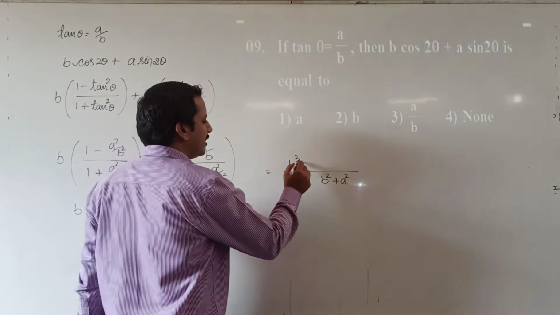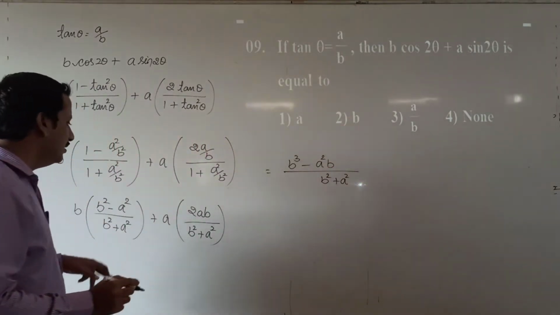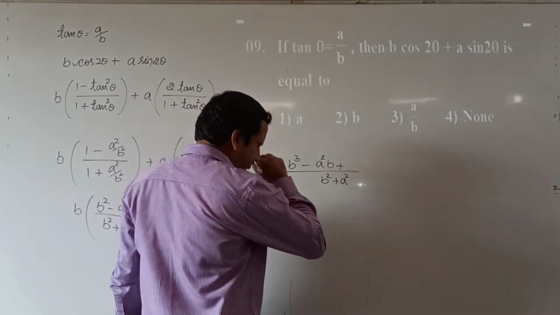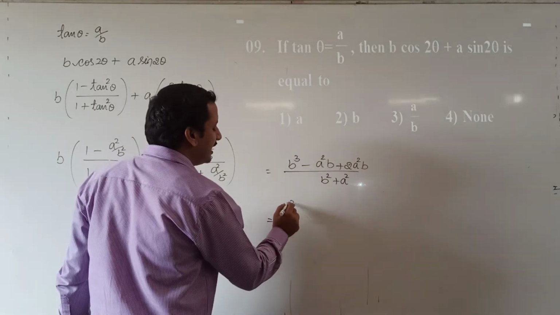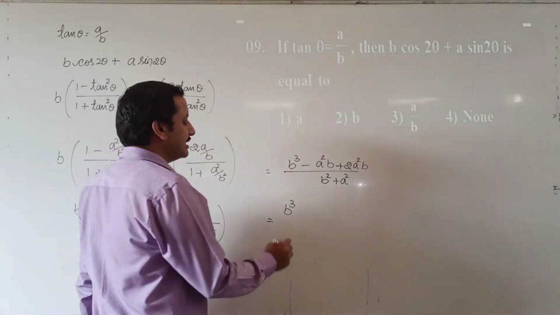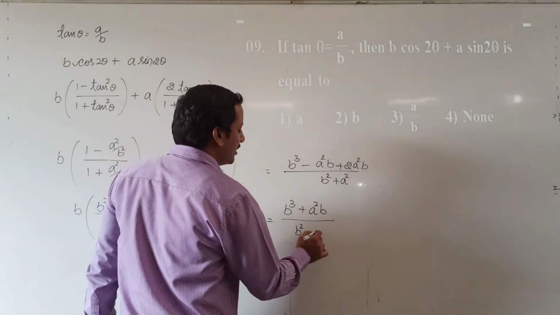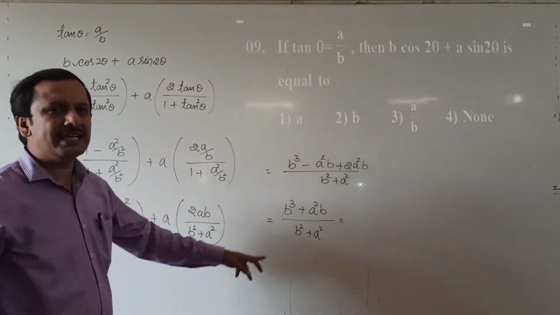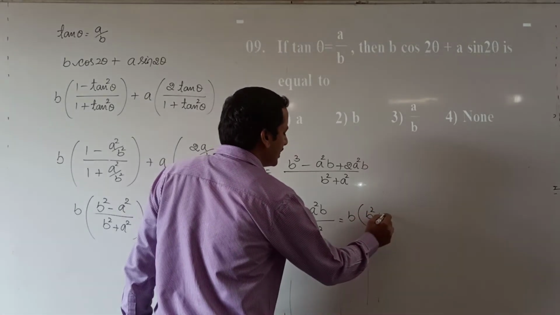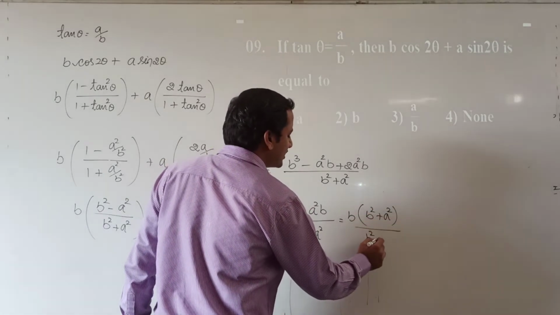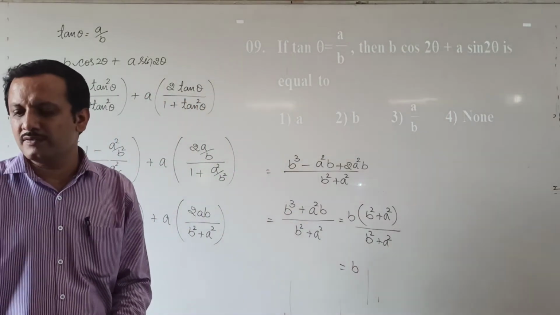Numerator will become b cube minus a square b plus 2a square b. That's equal to b cube minus a square b plus 2a square b, that will give you plus a square b, divided by b square plus a square. That's equal to, take b as a common factor, b into b square plus a square divided by b square plus a square. These two get cancelled, hence we get b as the answer, which is the second option.